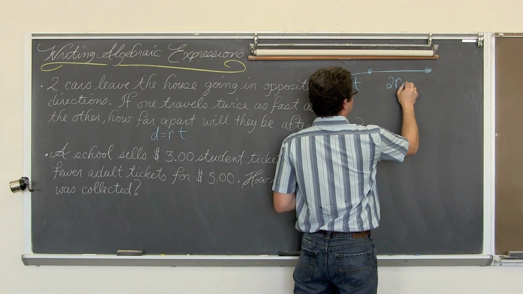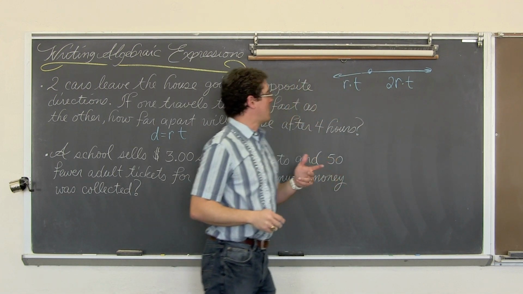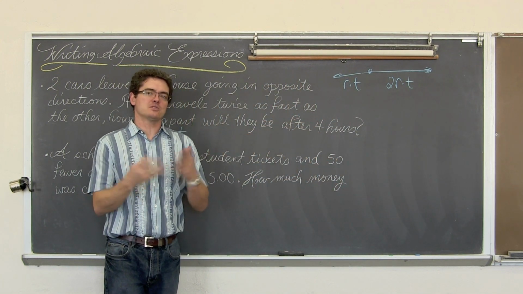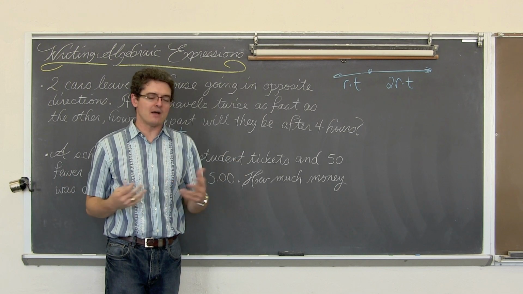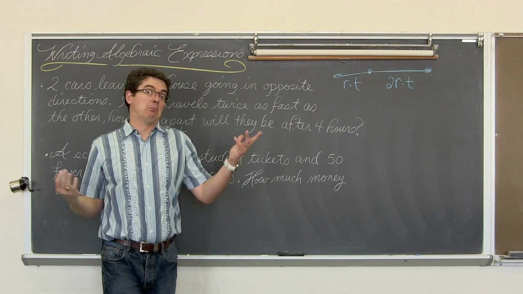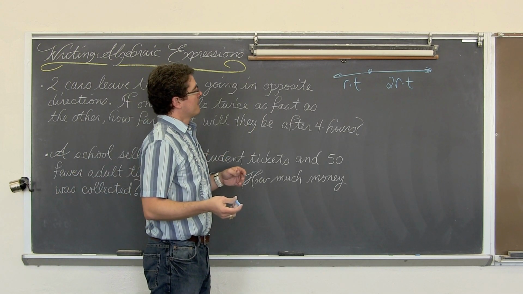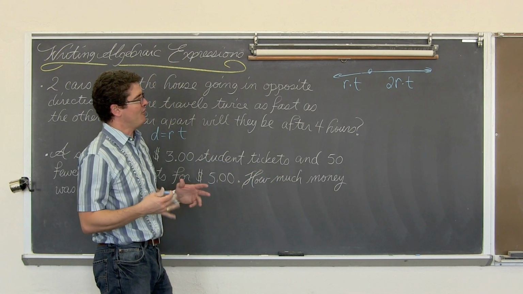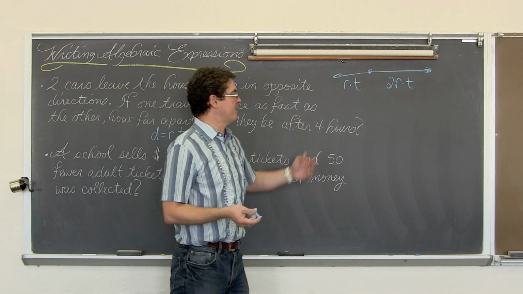And the amount of time is going to be the same for that car, because it says how far apart are they after 4 hours. So both vehicles traveled for 4 hours, or maybe you walked. I don't know. At any rate, it's still motion, so it's still distance equals rate times time. How far apart are they? Well, we do know that it was 4 hours.